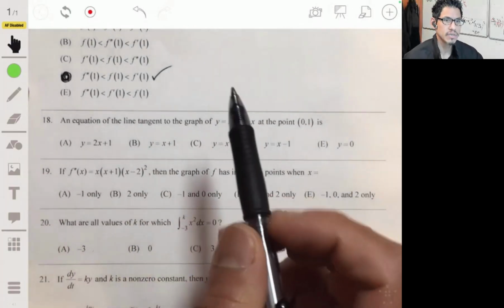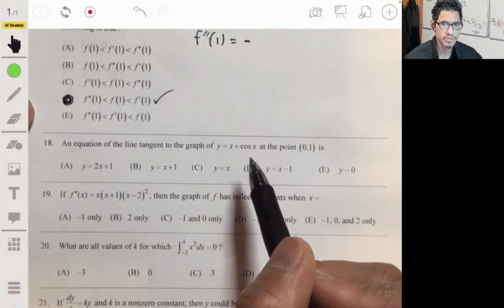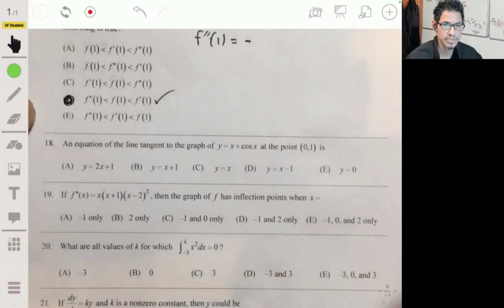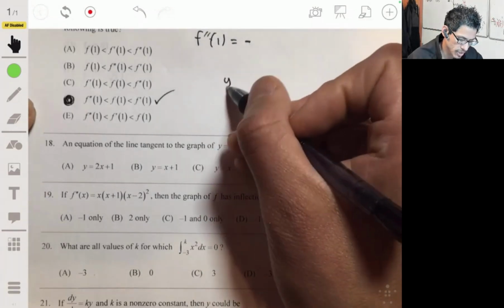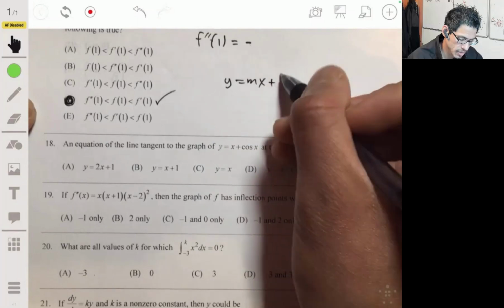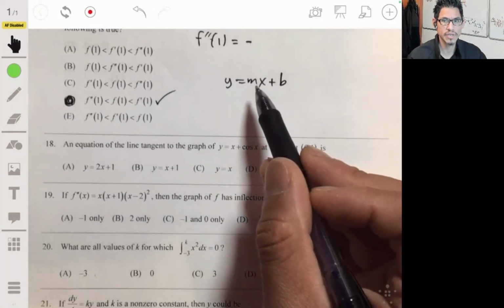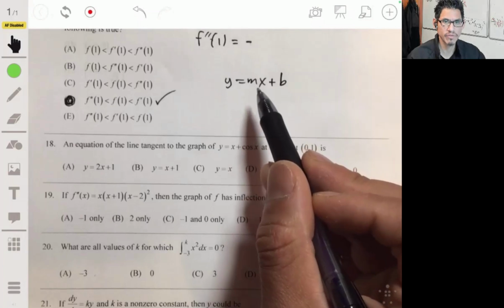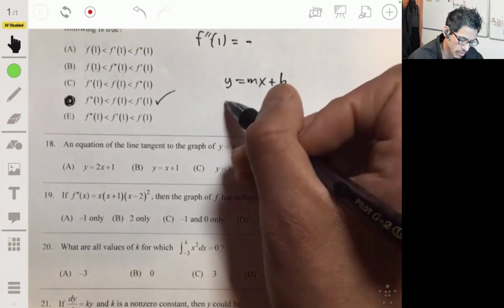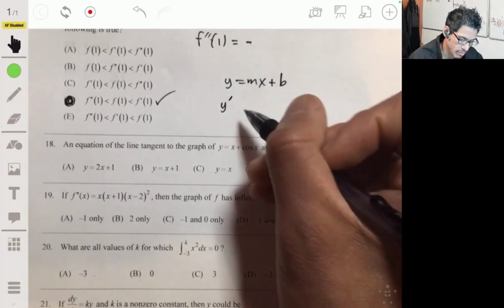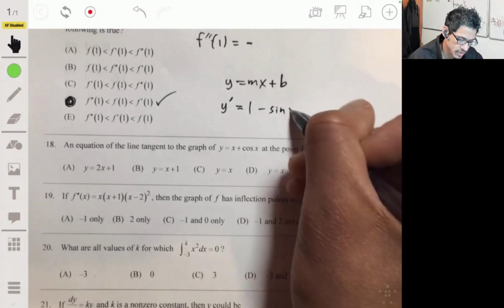All right, 18. An equation of a line tangent to the graph of y equals x plus the cosine of x at the point (0, 1) is... Okay, so using the linear equation, y equals mx plus b. Remember, the slope at a particular point is just the value of the derivative at that point. So we need to find y prime. y prime is going to be 1 minus the sine of x.